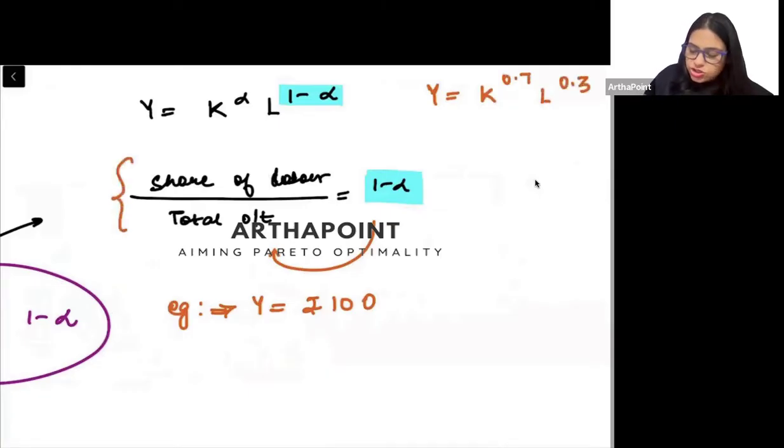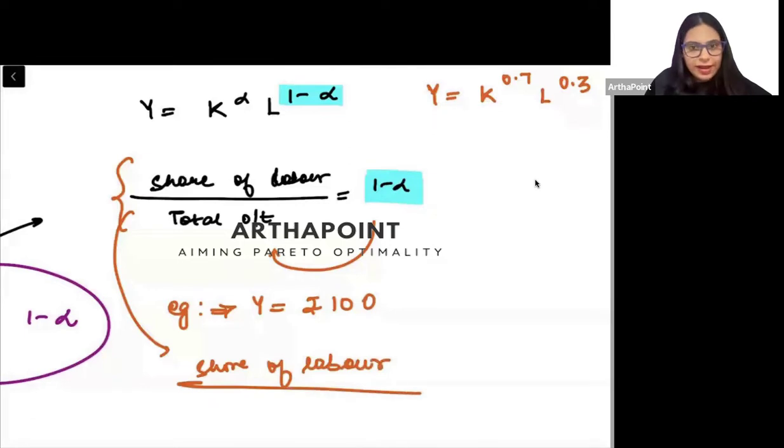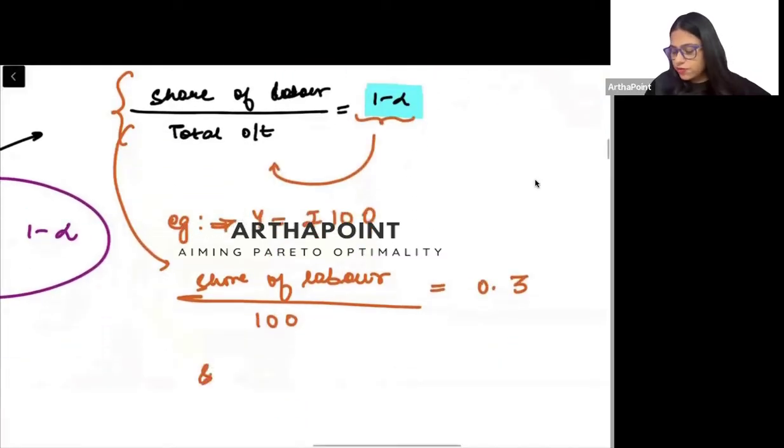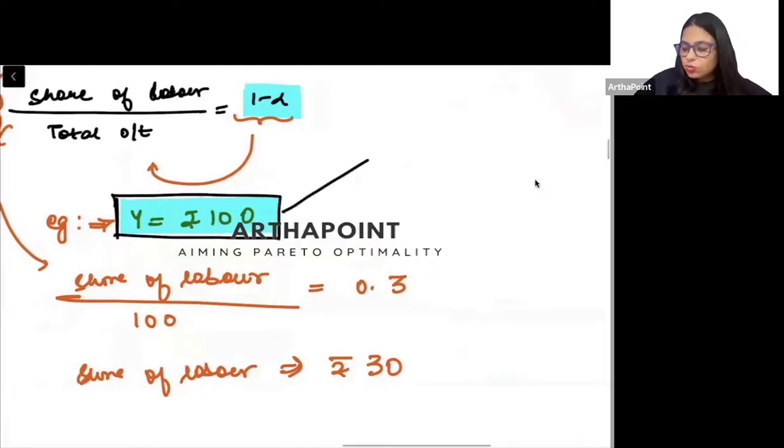So this equation is telling me that the share of labor upon total value of output, meaning 100, will be 1 minus alpha, that means 0.3. So share of labor will be 30 rupees. So out of the total value of output that we will be generating, the whole output of 100 rupees, 30 rupees will be going to labor. Labor will get 30 rupees.